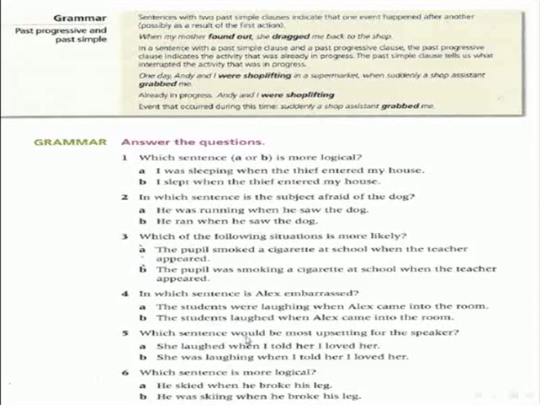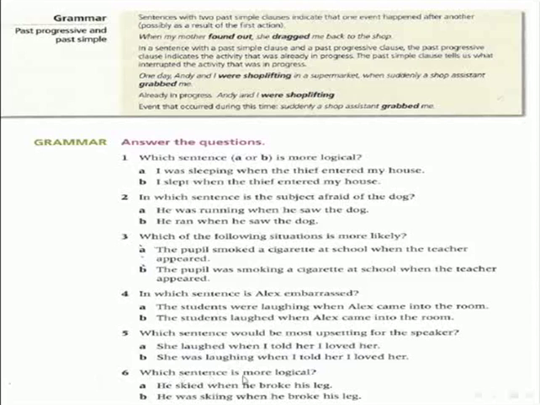5. Which sentence would be most upsetting for the speaker? Is it A or B, to be upset? Actually A. She laughed when I told her I loved her. But B. She was laughing when I told her I loved her. A is the upsetting one. She laughed when I told her I loved her.